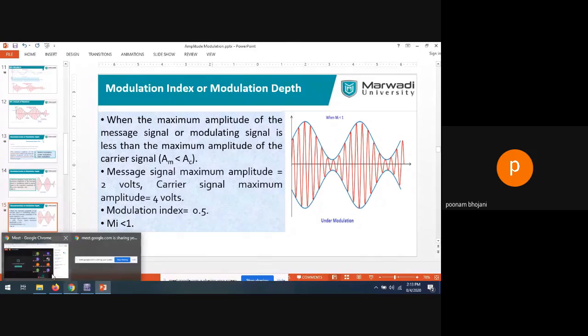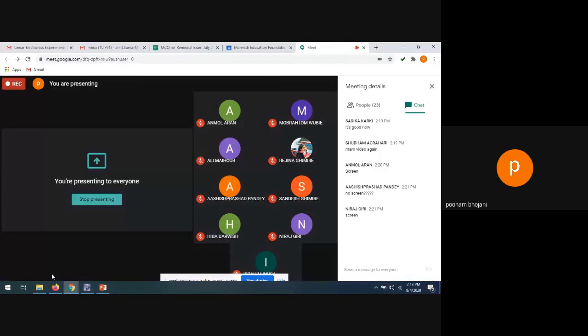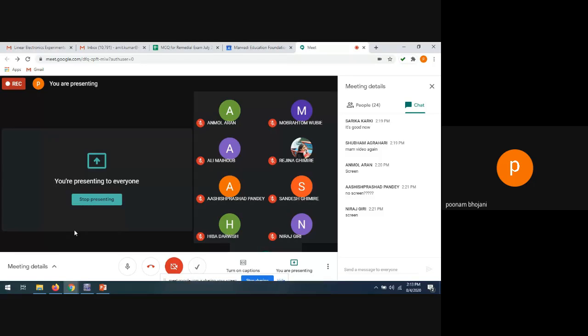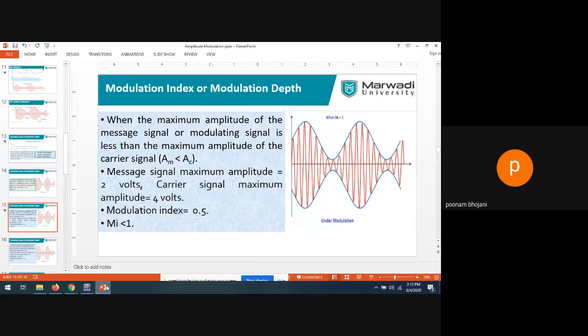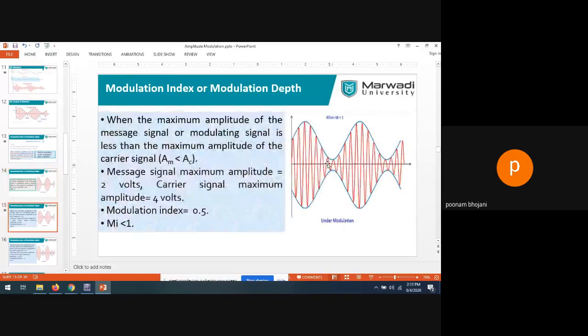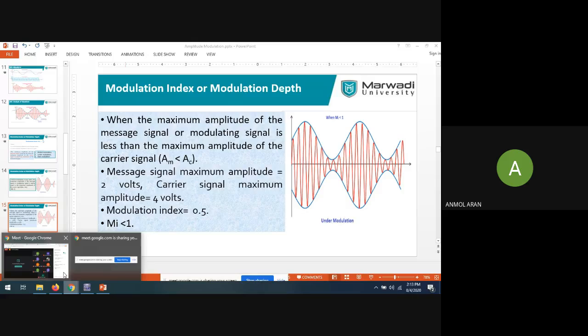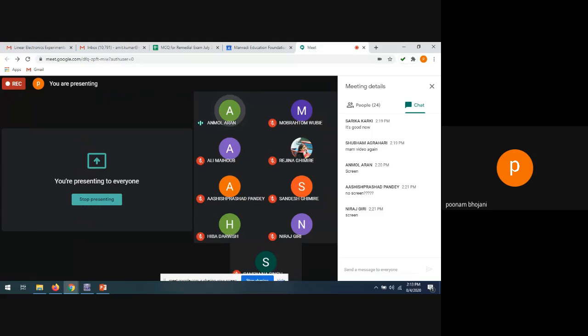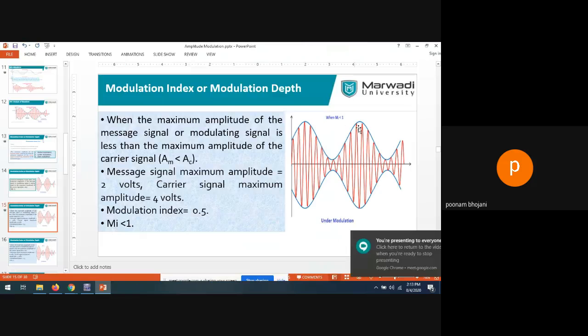What will happen to the waveform in over modulation? Can anyone assume? In perfect modulation, the line will touch the 0 line. In under modulation, this envelope will not reach the 0. So in over modulation, what will happen? Yes, the value will be negative. Correct. So in the over modulation case, your modulation index is greater than 1.